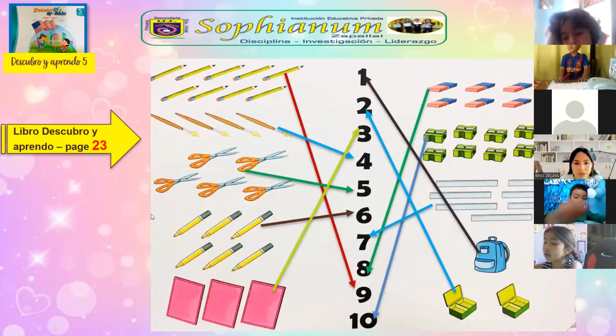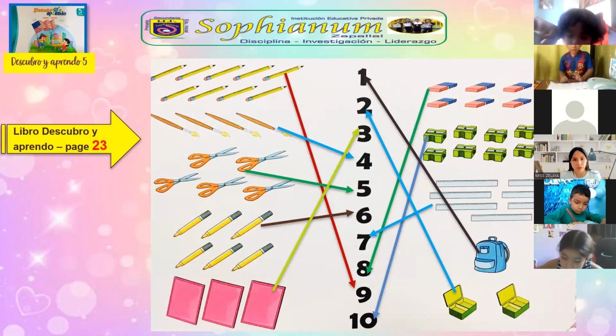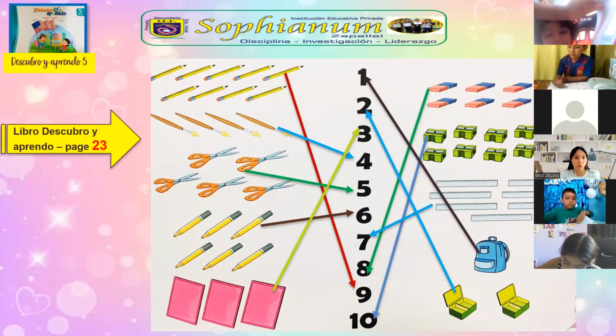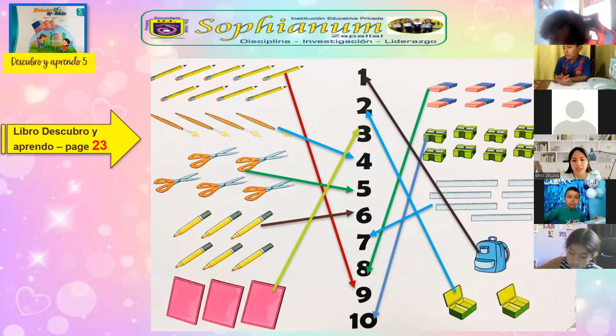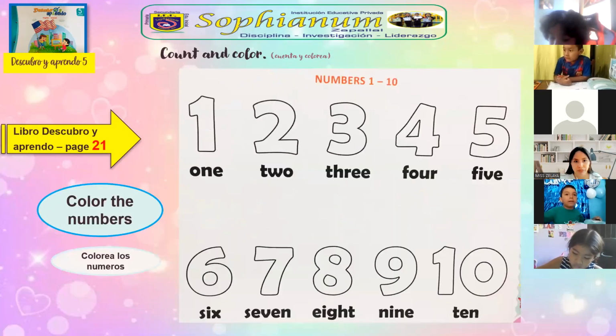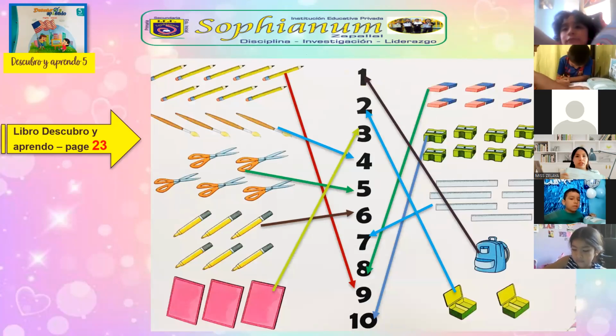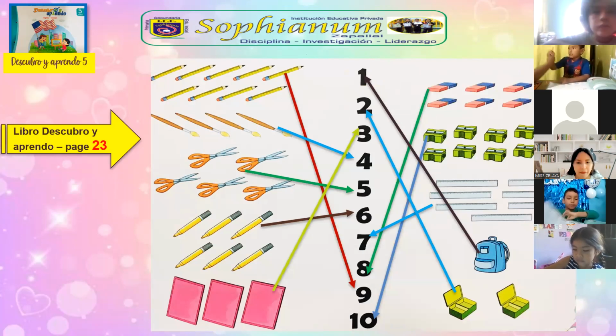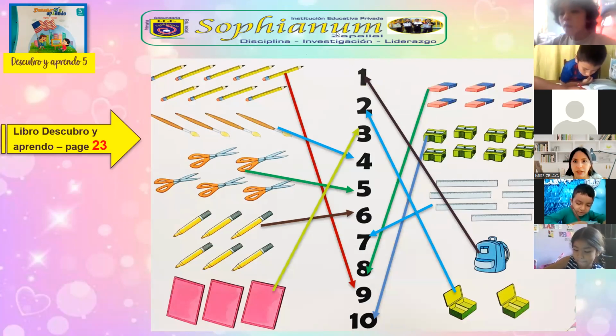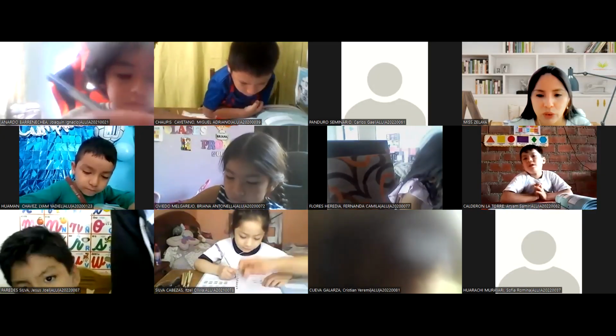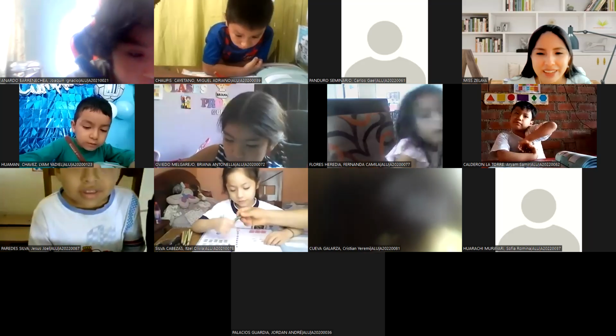Eso lo van a poder hacer después en casita. Ahorita, lo que vamos a hacer todos juntos es la siguiente página. Page number 23. Repito, page number 21, la página 21, is homework, es tarea. ¿Ya? Ahorita vamos a hacer en clase page number 23. La página 23. Ok, in this page, what do we have to do? ¿Qué tenemos que hacer aquí?